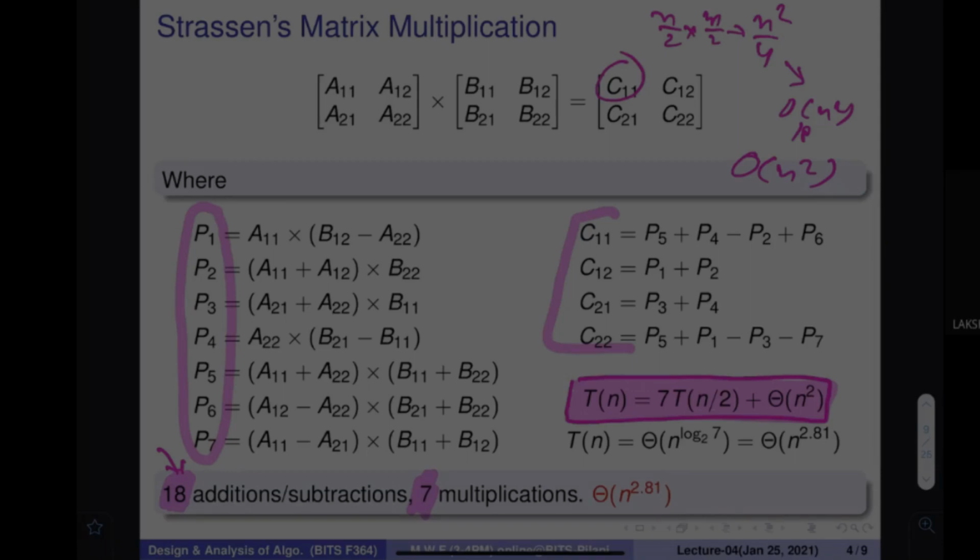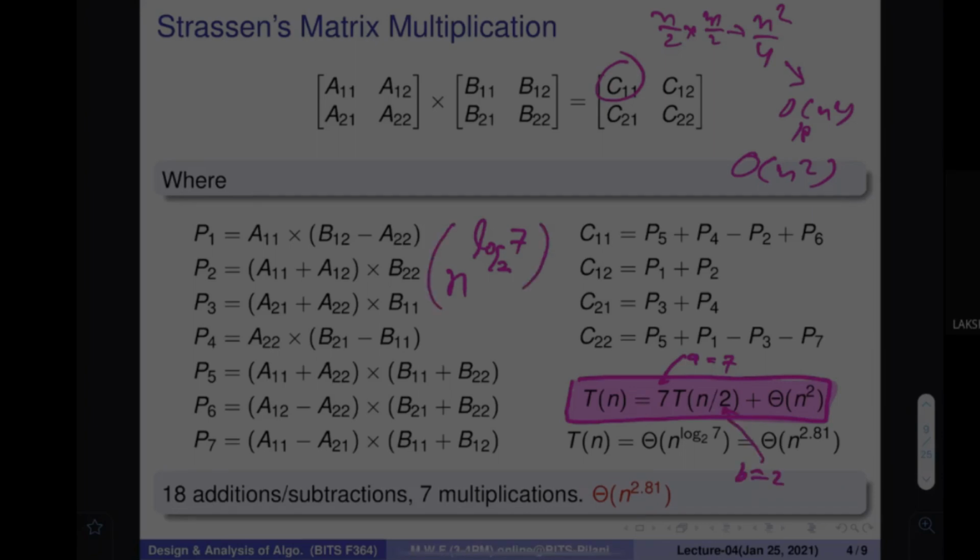So what is the solution for this? Again, you can apply the master method that we have done earlier. The master method would tell you to find n to the power log at the base 2 of 7. Here you can see that a is equal to 7 and b is equal to 2. You find this value, and it is definitely greater than n square, so this is going to be your complexity.